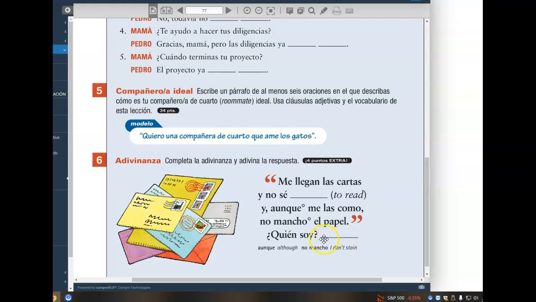A little bit of a think there, but the verb leer, left in the infinitive. No need to conjugate because you already have the verb saber already conjugated in front.